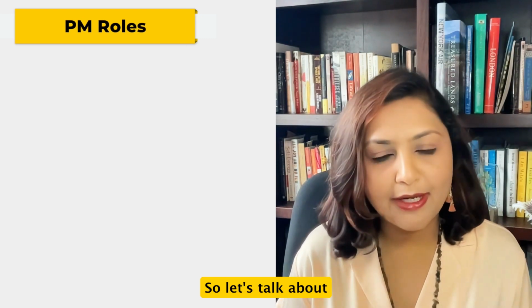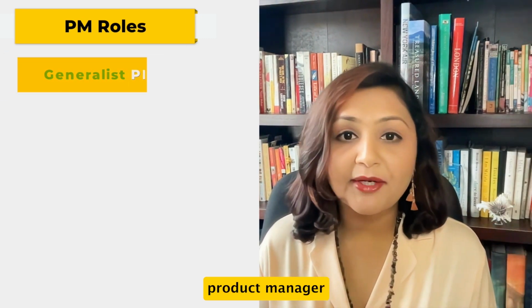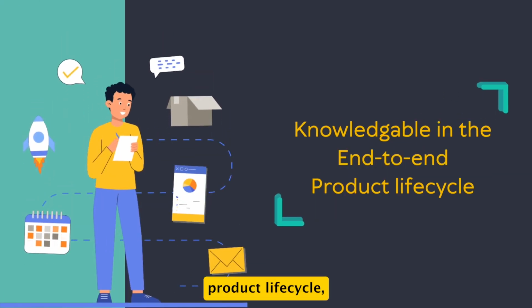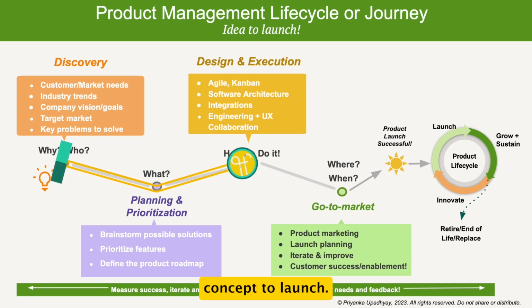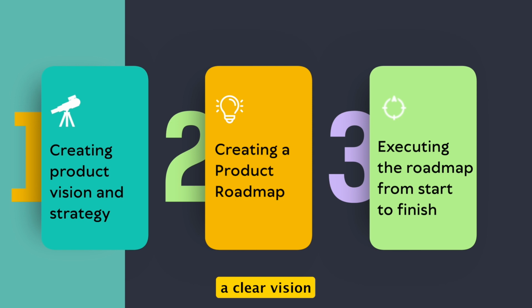Here are some key distinctions among different roles to consider. So let's talk about a generalist product manager role. A solid generalist product manager is knowledgeable in the end-to-end product lifecycle, or as we in the product world like to call it, concept to launch. This type of PM can think about a clear vision and strategy for their product, go create a product roadmap that makes sense, and also then execute this product roadmap from start to finish.